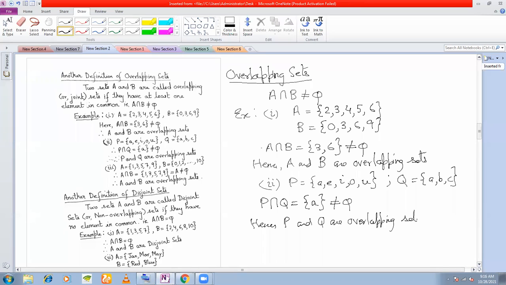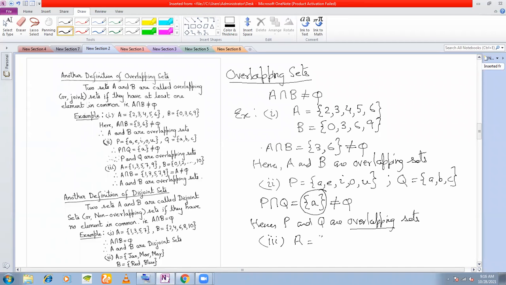Sir, I am not able to understand this overlapping sets. Just find out P intersection Q. What is P intersection Q here? Is this a null set? It has one element inside it, isn't it? Yes, sir. Therefore, it is an overlapping set. If it was a null set, then we would have said they are not overlapping sets. Understood? Okay, sir. Let us take a third example. It will be more clear.